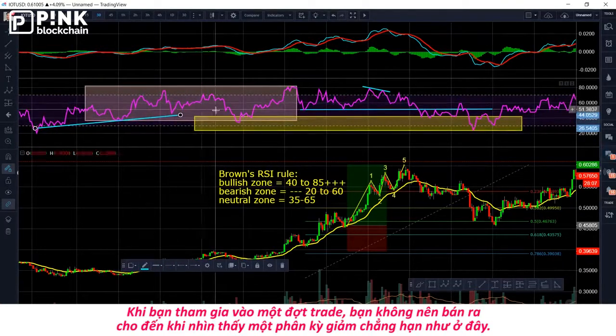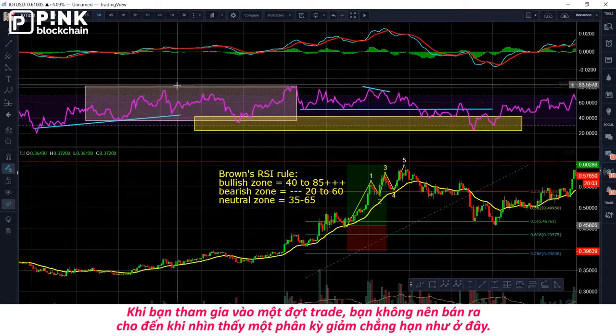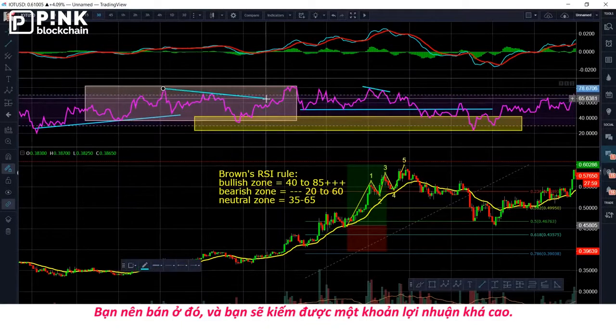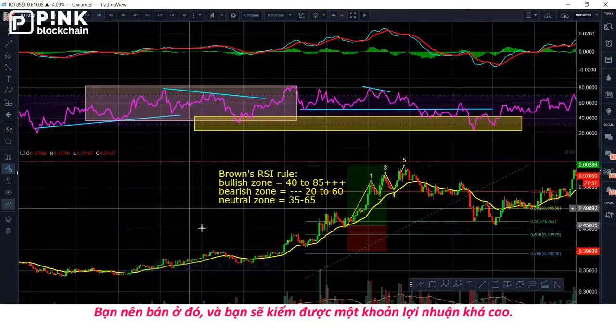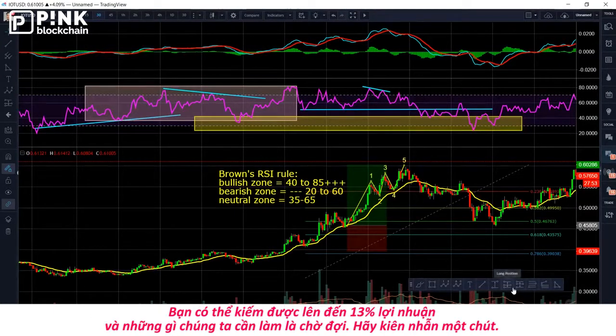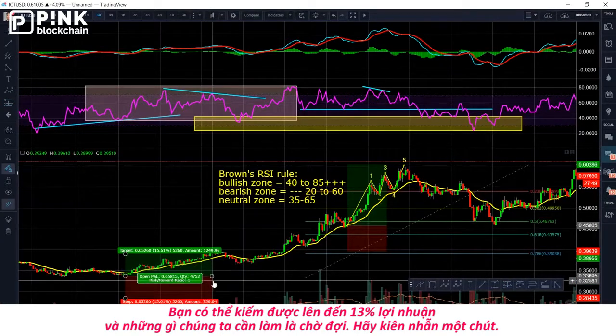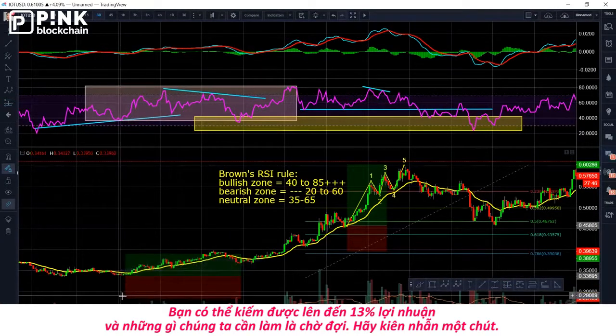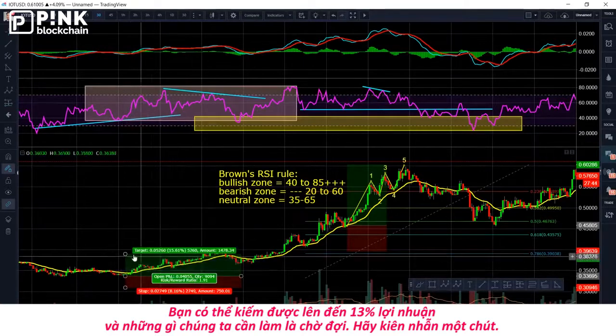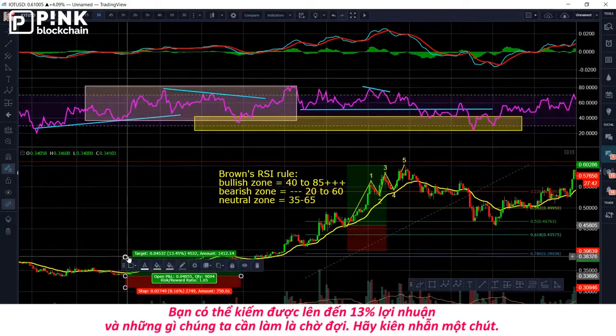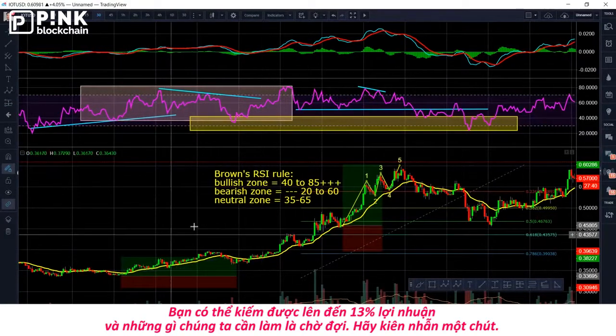So then you enter the trade and you basically don't sell until you see bearish divergence, for example, right here if you wanted to. You could have sold right there and you still would have made a nice profit. You guys would have made a profit of 13%, say, and then we just wait, guys.